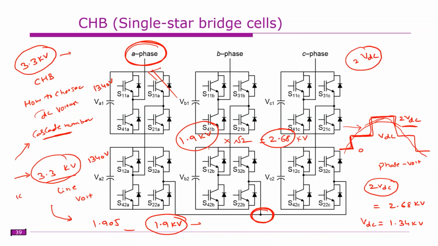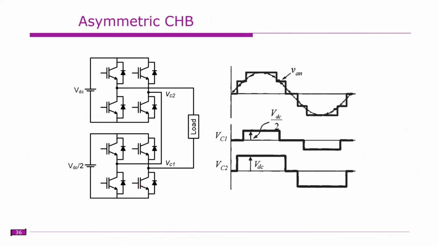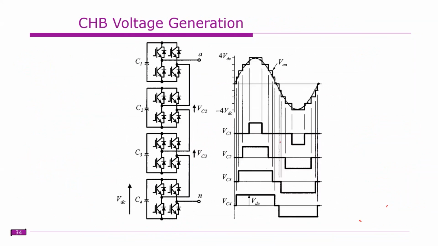So now the question is, if we increase the cascade number, for example, if you are increasing this cascade number, this waveform is more close to a sine wave. So that means if this is 3.3 kV line voltage, the phase voltage is supposed to be 1.9 kV. So its peak value is 1.9 kV into root 2, which is equal to 4 into VDC. So this 4 into VDC is equal to its peak value.